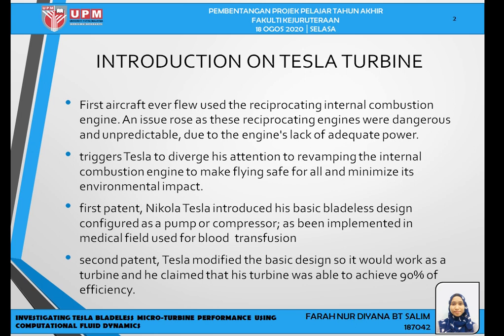So actually, in the first patent, Nikola Tesla introduced his basic disc design as a pump or compressor, which is now implemented in the medical field and used for blood transfusion. Then he modified his basic design into the second patent, which is the turbine, and he claimed that his turbine was able to achieve 90% efficiency.